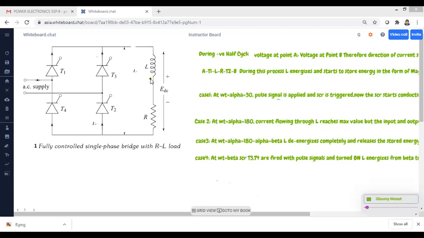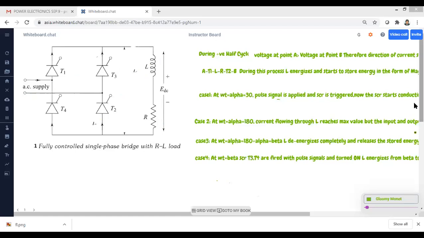the kinetic energy. So remember this point: during the positive half cycle, current flows from A to T1, T1 to load, to T2, T2 to B. During this process, the inductor energizes and the motor accelerates. As a result, the motor gains kinetic energy. Now the motor is ready to move from one position to another. Is it clear, all of you? Okay, this is the first point.